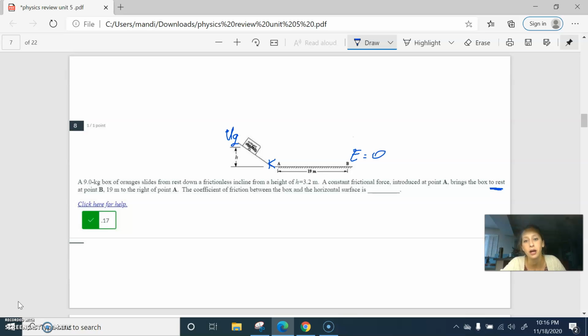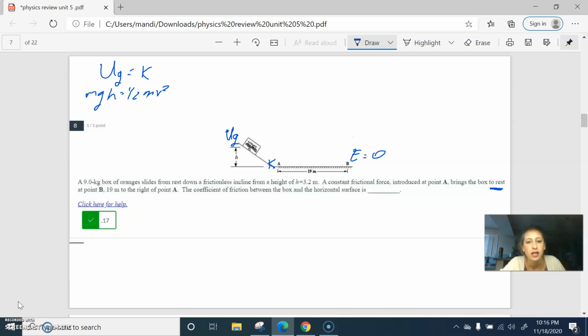Okay. The whole time we're remembering that if no work is done, energy is constant. So the UG here equals the K here. So we know UG at the top equals K at the bottom. That is a fact. mgh equals 1/2 mv squared. That is a fun fact we need to keep in our brain.